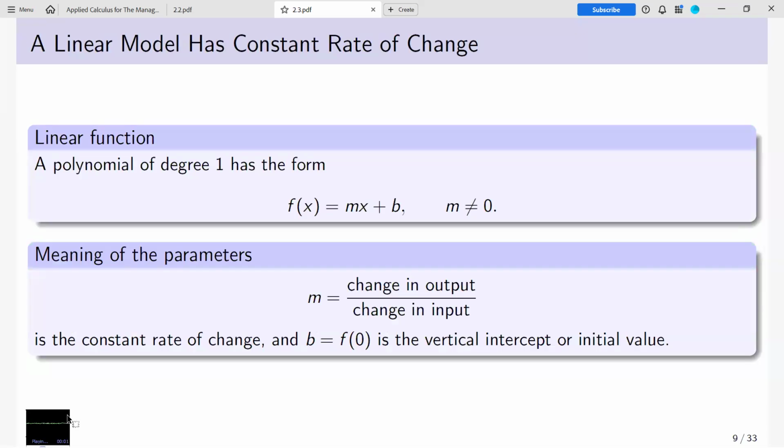A linear function changes at a constant rate. The slope measures output change per unit of input, and the intercept gives the output when the input is 0.